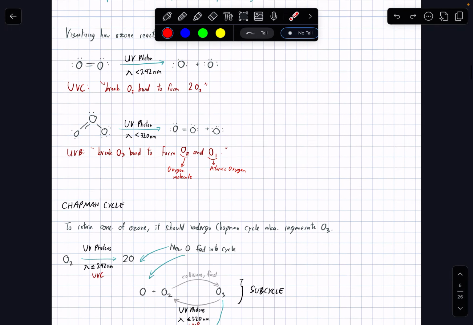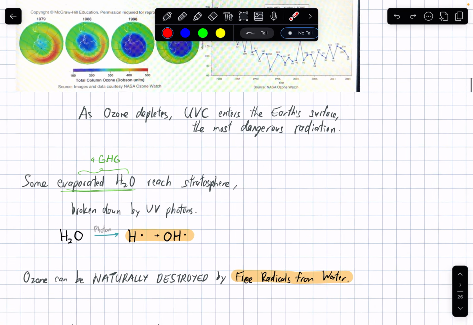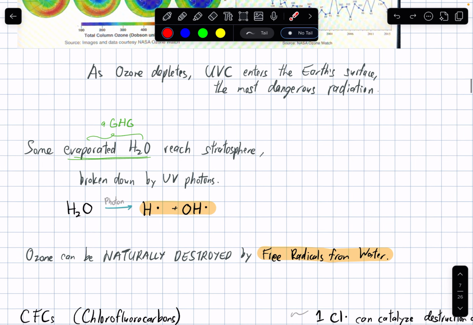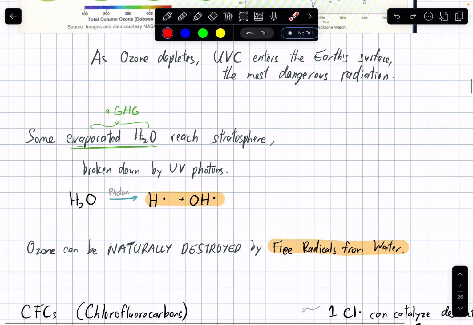So as we damage the ozone by depleting its concentration in the stratosphere, we are allowing UVC to enter the Earth's surface, and this is considered the most dangerous UV radiation.